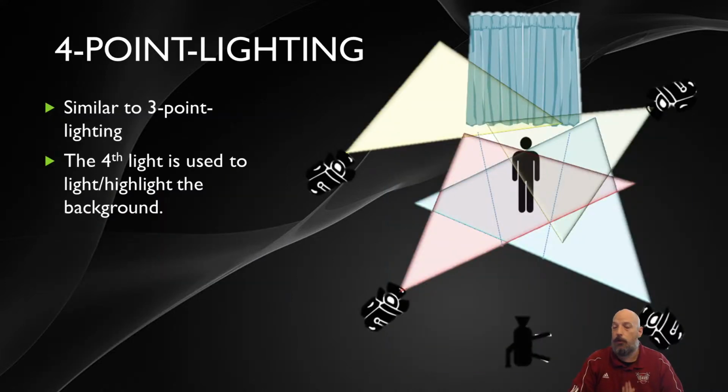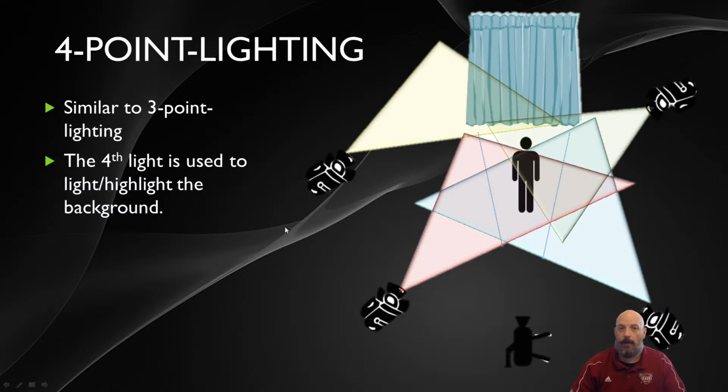Now sometimes you may want to illuminate the background behind them, and you may need to bring that into focus. So for that, we come to 4-point lighting. It is the same as 3-point. You still have your camera, you have your key, you have your fill, and you have your backlight, but now we've added a fourth light whose sole purpose is to shine light on whatever the background of your interview subject is.